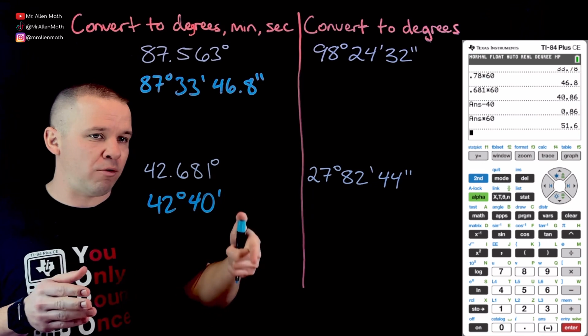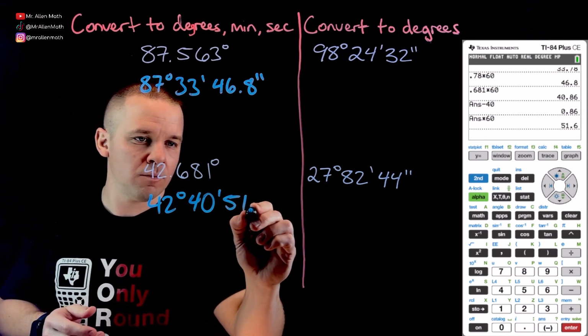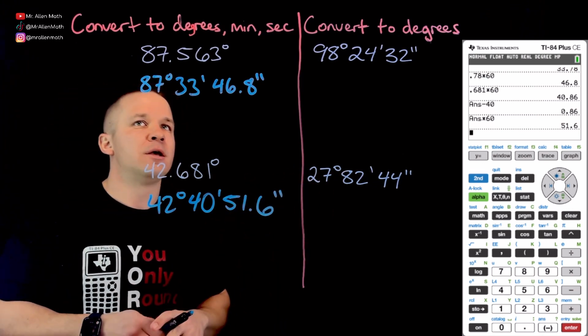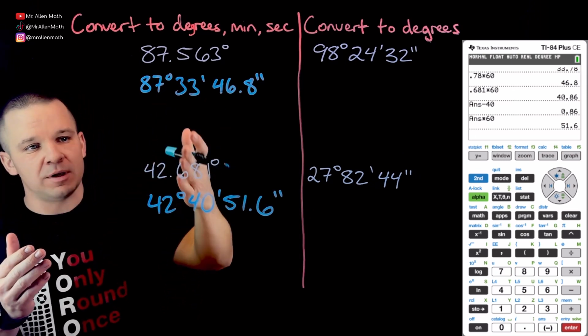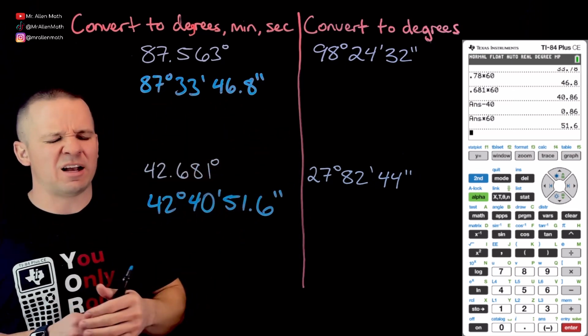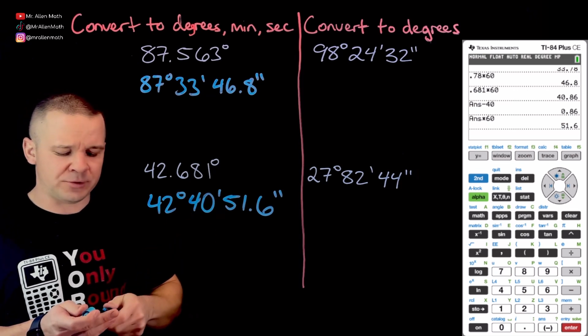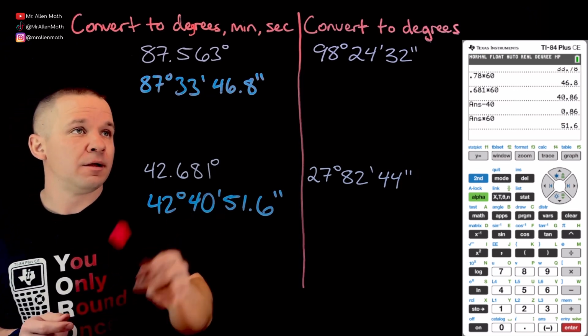So you get 51.6, so 51.6 seconds. There we go. We went from degrees to degrees, minutes, seconds. That's something that you're going to see a lot on lines of latitude on the earth. All right, next one here.